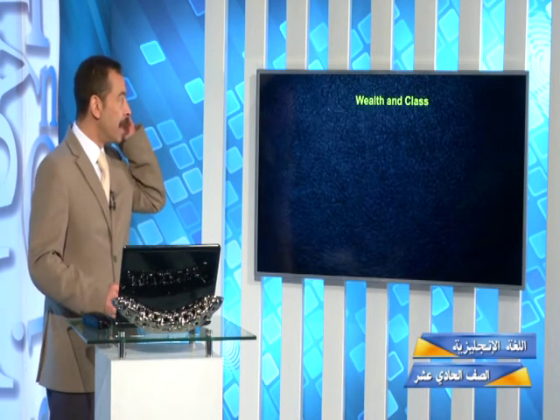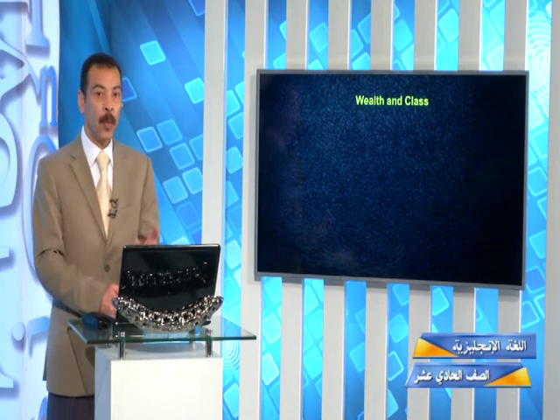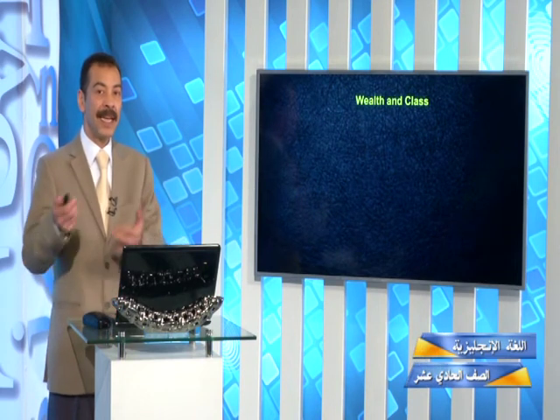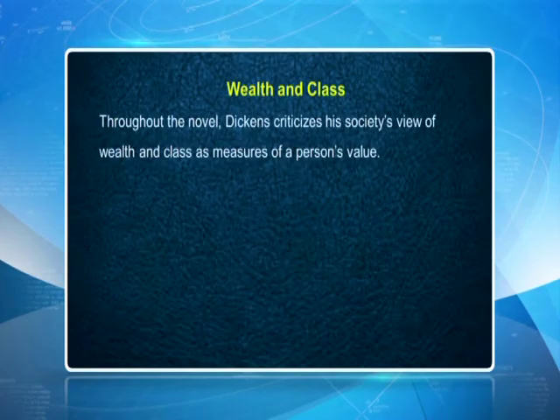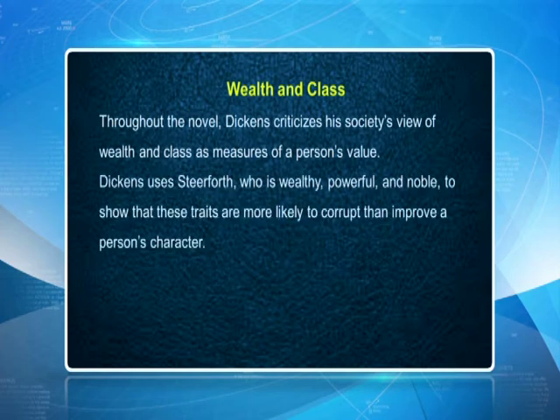Now we have another theme, which is wealth and class. Wealth and class, that is, rich people and their class in society. Throughout the novel, Dickens criticizes his society's view of wealth and class as measures of a person's value. That is, at that time, society valued people who were rich. Okay? Dickens uses Steerforth, that is his friend in Salem School, who is wealthy, powerful, and noble, to show that these traits are more likely to corrupt than improve a person's character.